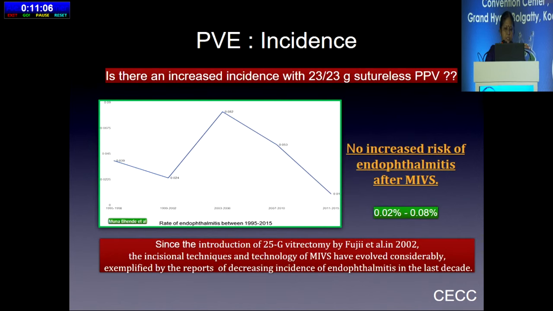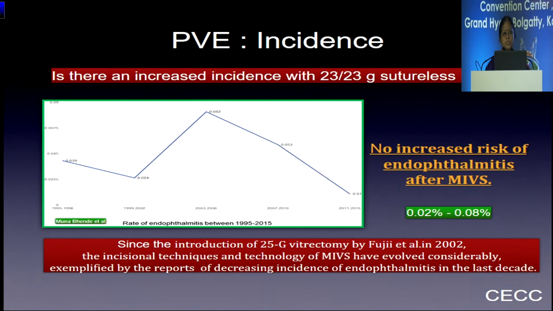If you look at the incidence of post-vitrectomy endophthalmitis, when we were shifting over from the 20-gauge sutured surgery to the transconjunctival sutureless vitrectomy, during that era, from 2002 to about 2006 or 7, there was an increase in the incidence. This could be our learning curve when we were learning how to put in the transconjunctival sutureless sclerotomy. It could be related to the techniques and technology involved. And subsequently, there has been a decline and the incidence is very less now. The incidence in the Indian scenario is about 0.02% to 0.08%.